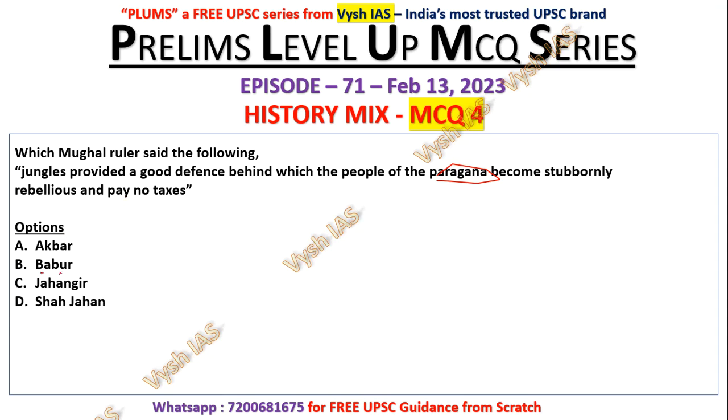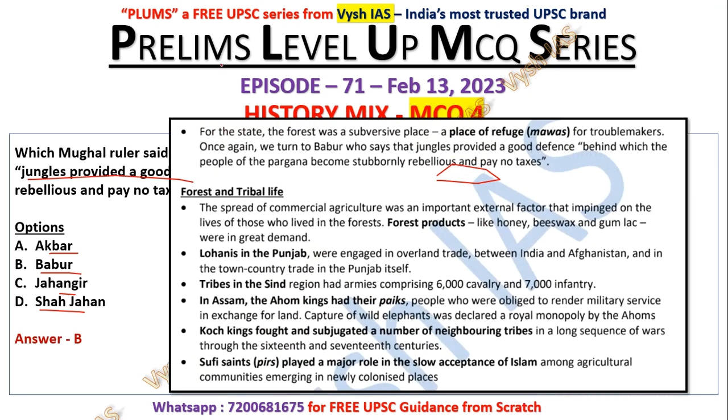So you should know the order also, chronology. Babur came first, then his son is Akbar, then his son is Jahangir, then Shah Jahan, then after that Aurangzeb. Then after that there are a series of rulers who were not very popular, but we have taught you in Spectrum series. Okay, so here who told about jungles? Answer is B, Babur, the first Mughal ruler.